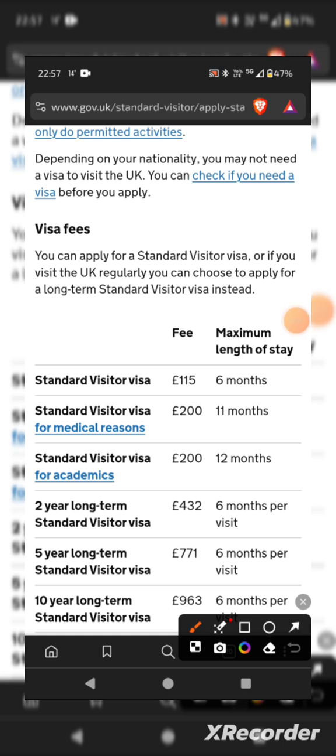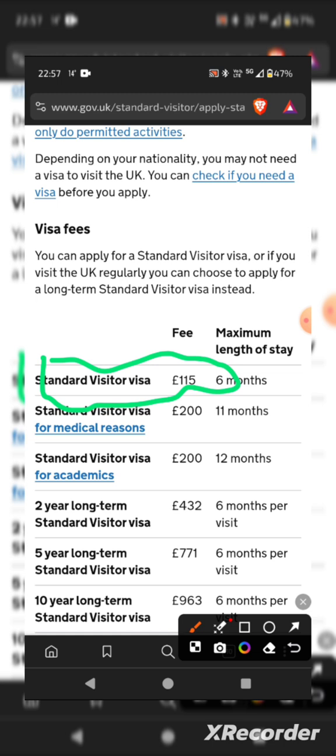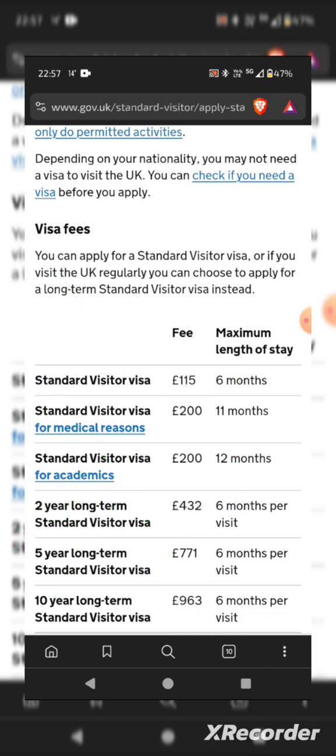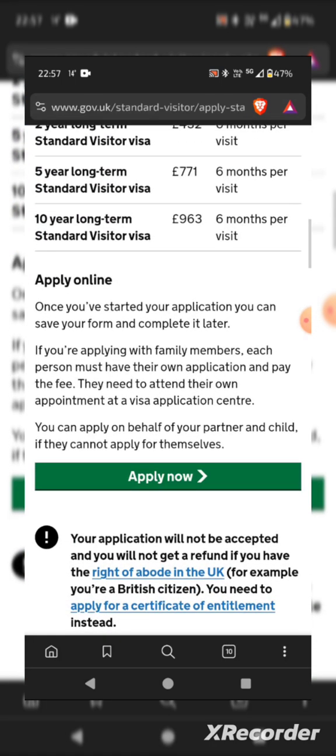So you apply for a standard visit visa. This is the price, £115. Make sure you apply for this visa, not standard visit visa for medical reasons or whatever. None of these ones. Don't apply for any of these ones. Make sure that it is standard visitor visa that you're applying for. So when you want to apply, click apply now.